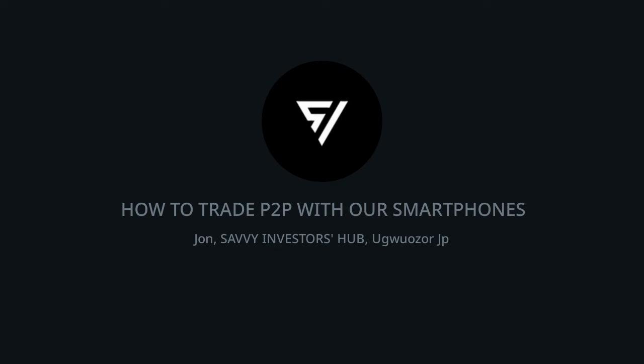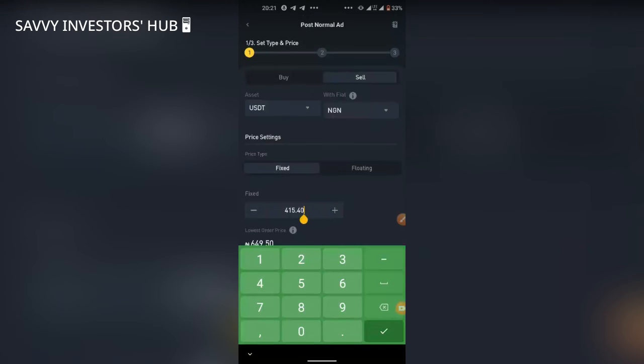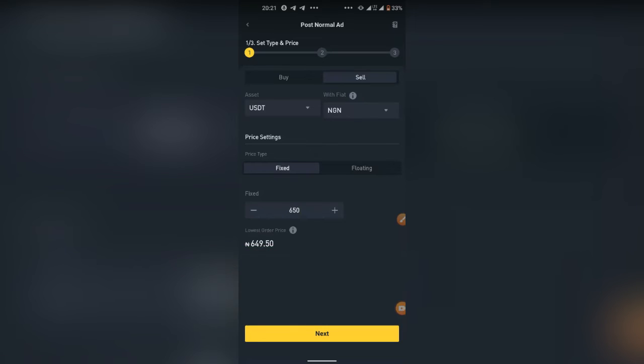As a beginner, please use fixed price. Floating mode means that your price should be fluctuating between two ends. I've never used floating mode for myself, but that's actually what floating mode means. But always use fixed price. So maybe you want to sell at 650, then I'm gonna sell at 650. And what else should I do?